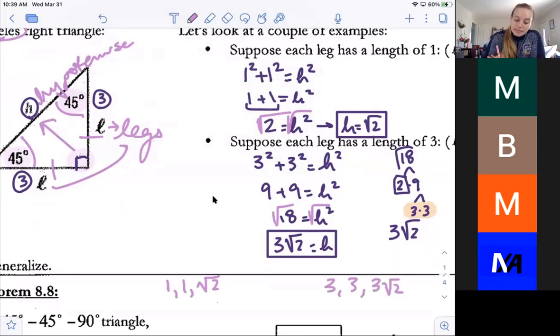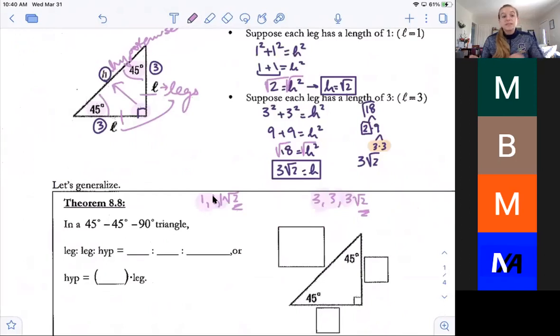In both cases, I had the legs be the same. I had 1 and 1 and 3 and 3. And then the hypotenuse was essentially the leg times root 2. I know that there's no 1 in front of this root 2, but it's assumed. It's like if you have x, there's a 1 there that we just don't write because it's redundant. But radical 2 is the same thing as 1 root 2. So it again has the leg length and then times root 2.